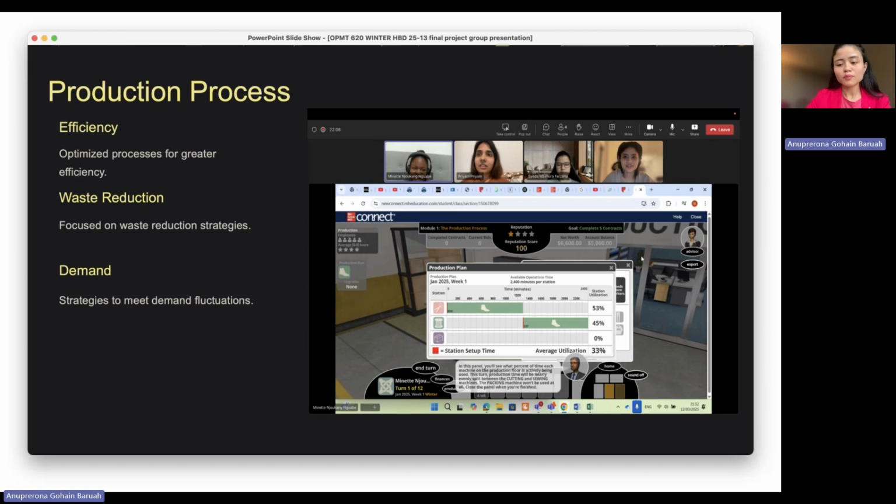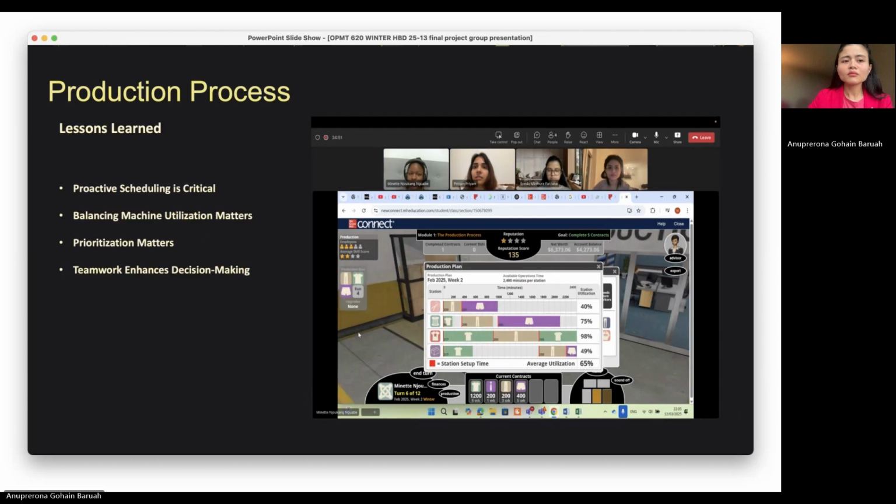Then the most important factor was proactive planning. Instead of reacting to the bottlenecks, we embraced proactive planning, using data to predict potential problems before they arose and adjusting our schedule accordingly. Now I'm going to talk about the results, reflections, and the lessons that we have learned.